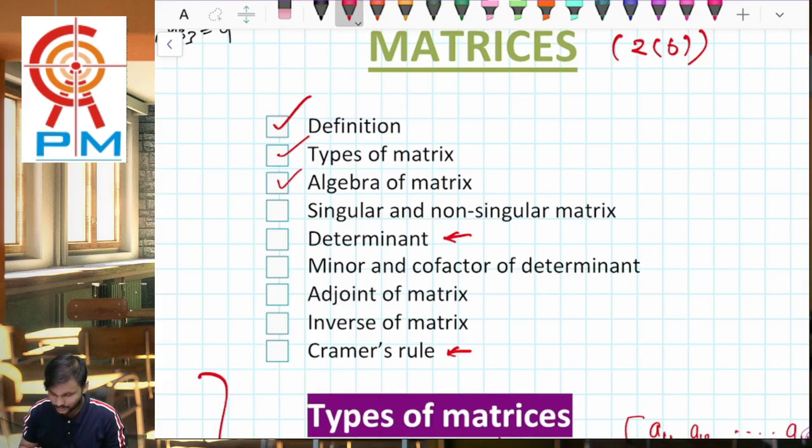Anyways, we are done with the definition part, type of matrix, algebra of matrix, and now we will be moving with the determinant of the matrix in the next session. One of the very most important concepts in the matrix chapter.